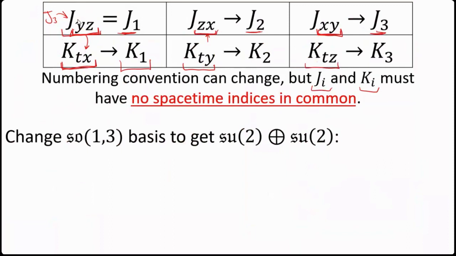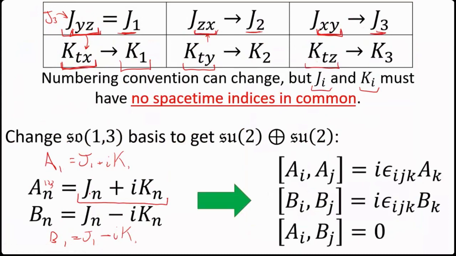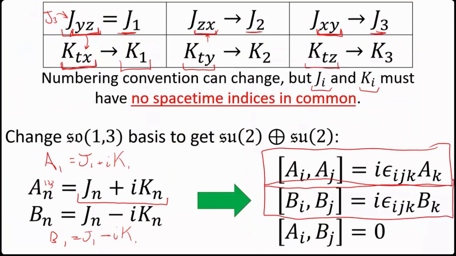And if we write them like this, we can do a change of basis in the generator space. We're going to say A_n equals J_n plus i K_n, where n can be 1, 2, 3. And then B_n is the same thing, except we do a minus i. If we do that, we get new commutation relations where the A's commute to themselves and the B's commute to themselves, and then they don't commute with each other.